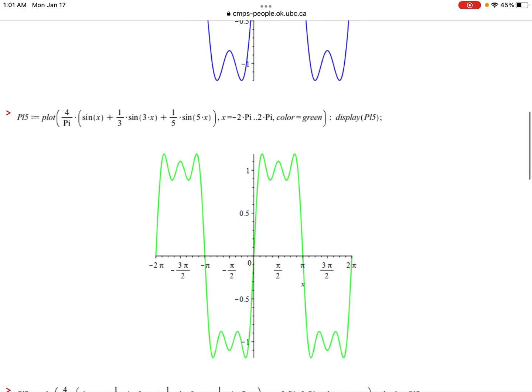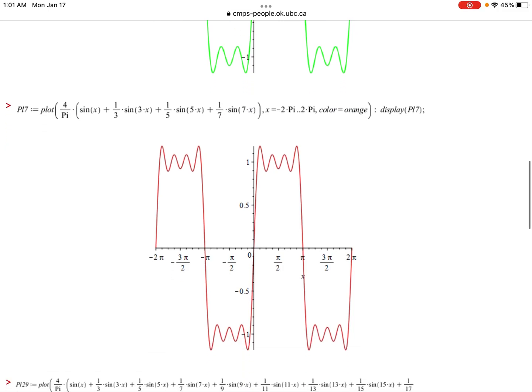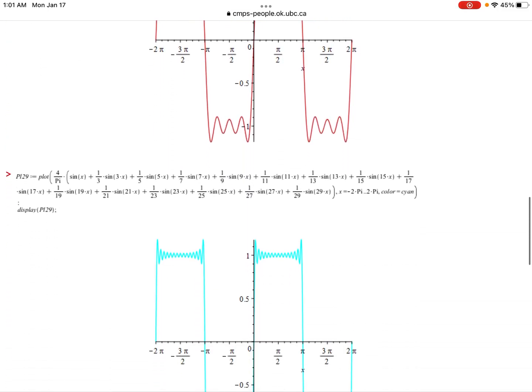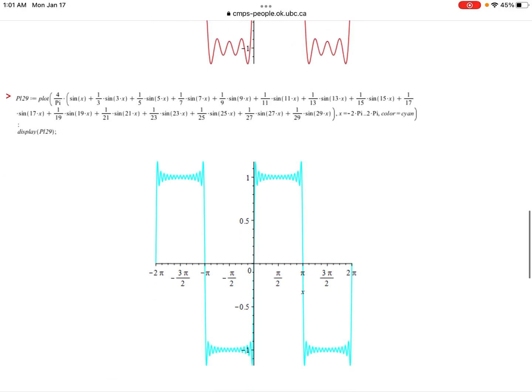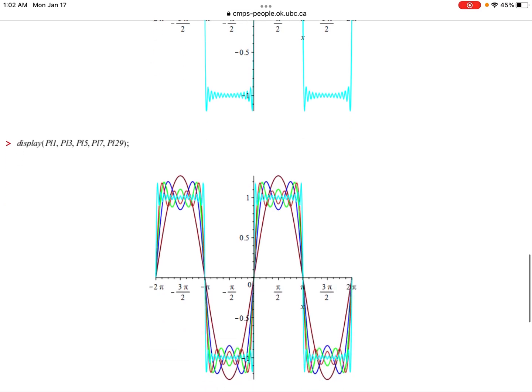And then here I just added a whole bunch together quickly. So it's all the odd terms up to m equals 29. And so the highest order term is 1 over 29 times sine of 29 times x. And so that's a pretty good square wave. There are some oscillations at the horizontal parts. But anyways, these are just all of the plots together, and you can see that evolution towards something that looks more and more like a square wave.